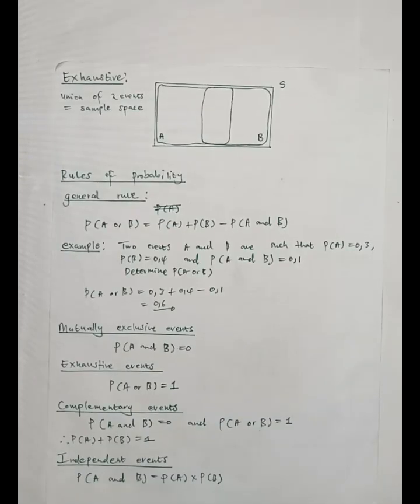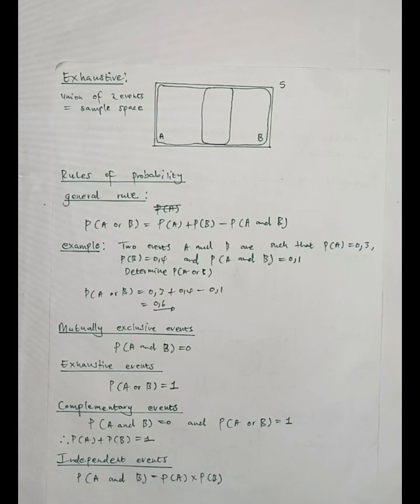Moving on, we have exhaustive. Exhaustive means the union of two events is equal to the sample space. So when we're talking about exhaustive, we're saying that the two events together are equal to the sample space. We all know probability is on a scale of 0 to 1. 0 is the minimum and 1 is the maximum. So here what I'm saying is A or B is equal to the sample space. That means the probability of A or B is equal to what? 1.